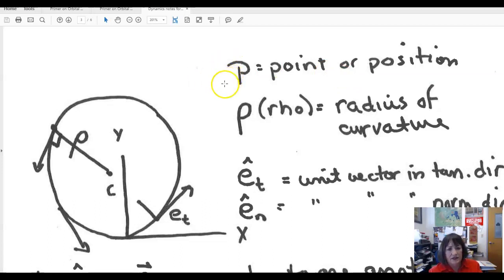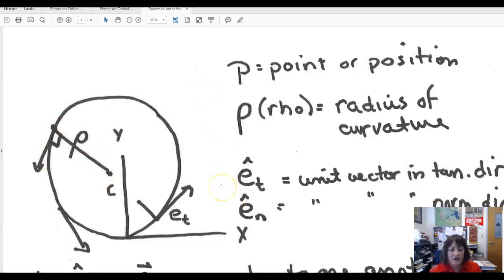Some of the things that I've noticed over the years that students get confused over, so I just want to clarify this, is that the letter P represents the point or position of the object. Whereas this letter, which looks very much like a P but is not, is the Greek letter rho, and rho refers to the radius of curvature. In other words, the distance from the center of curvature, whether it's a circle or some other curvilinear shape, to the point itself. So they are not the same. P and rho are not the same.